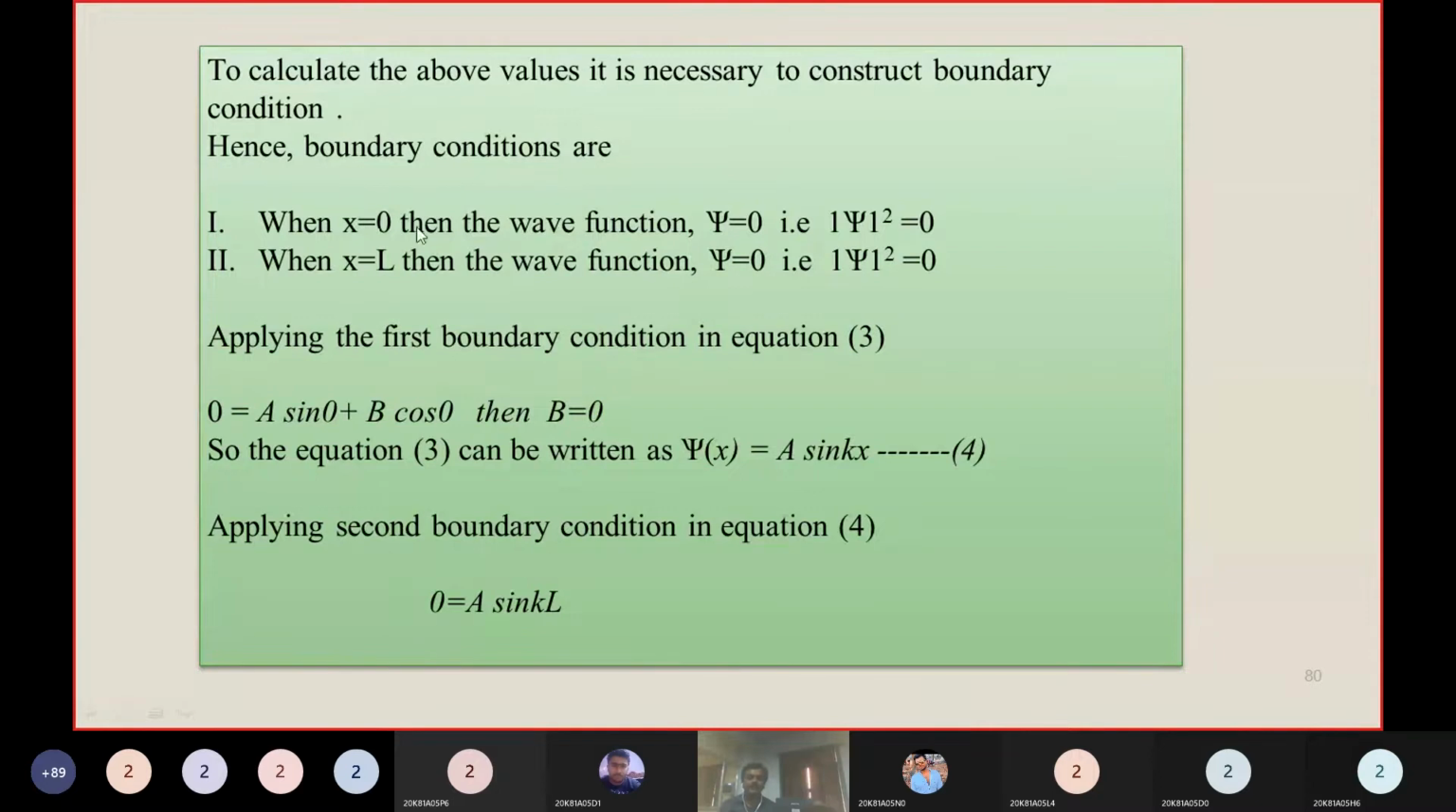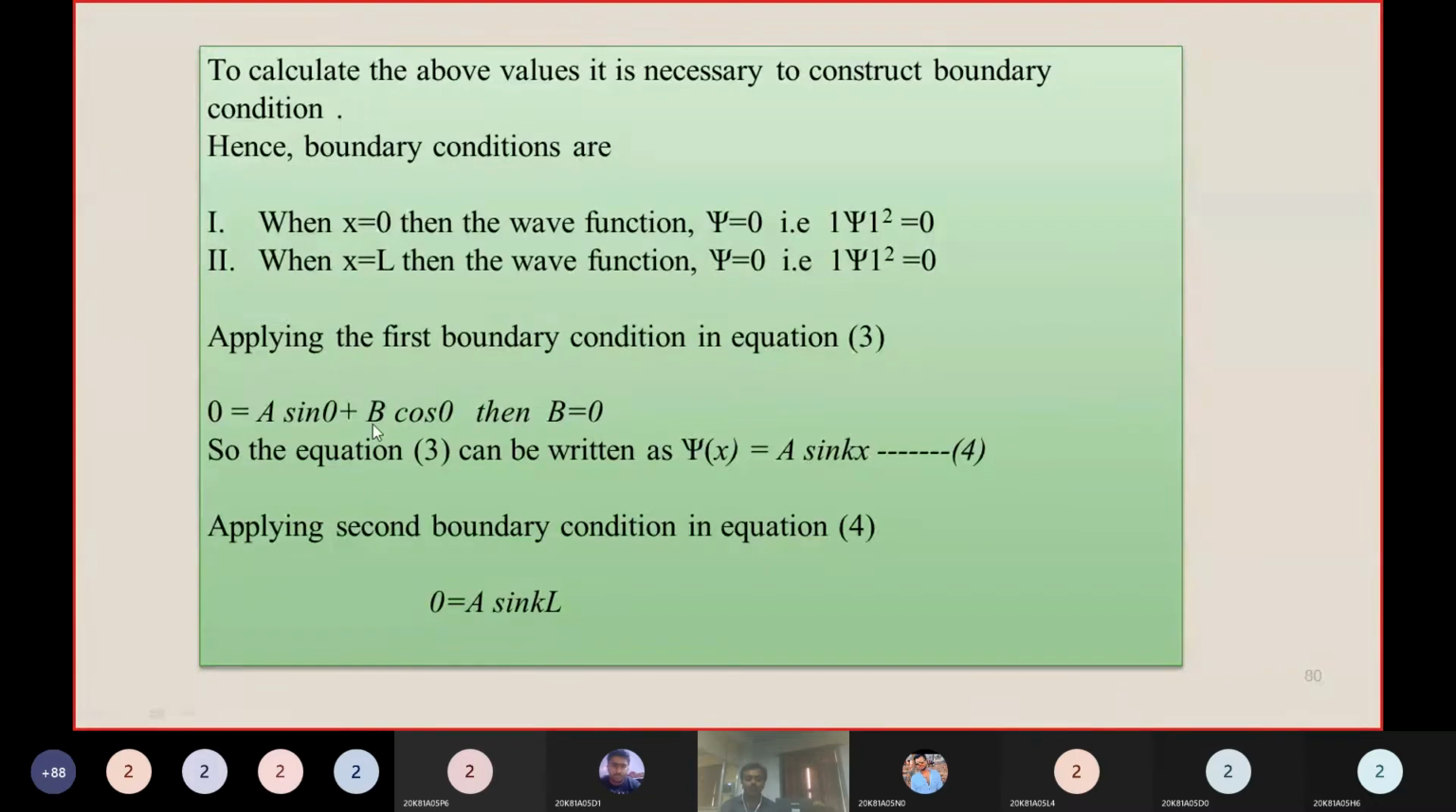If you substitute x equals 0, what is the wave function? Psi of x equals 0. So 0 is equal to A sin 0 plus B cos 0. We know that the sin 0 value is equal to 0, so this term vanishes. What is the remaining term? B cos 0. Cos 0 equals 1, so this value becomes 1. So B is equal to 0.